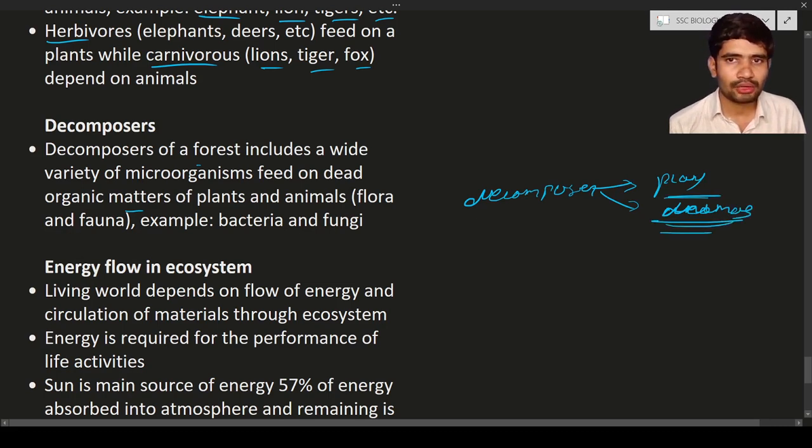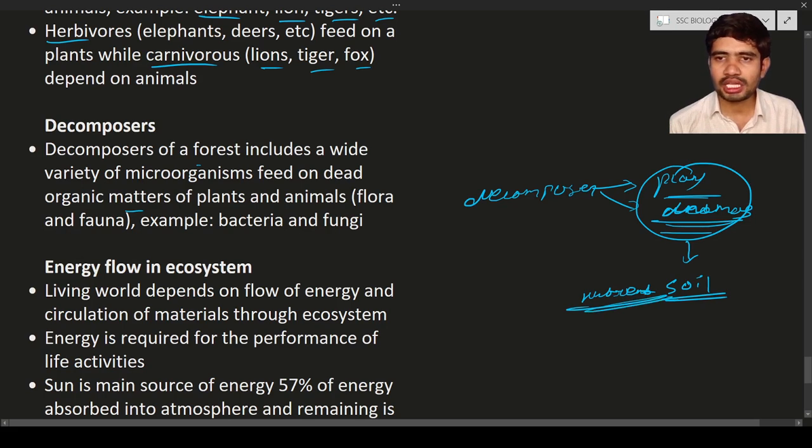They mix the dead plants and animals into the soil. As a result, the soil becomes nutrient-rich soil. These nutrients are helpful for other organisms to grow, like microorganisms or plants, etc. So this is about the forest.